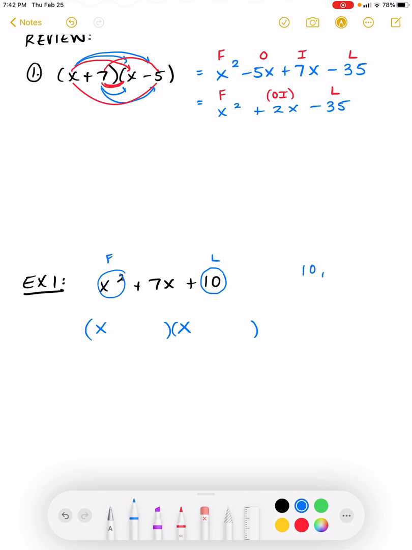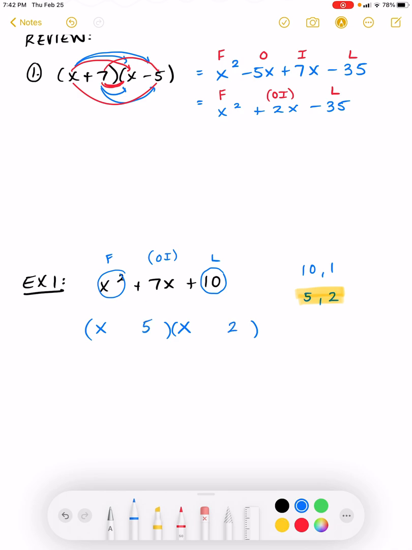Now, there's a couple different ways to split this into factors. We could use 10 and 1, or we could use 5 and 2. Both of these multiply to make 10. Now remember, the outer and the inner need to add or subtract to make 7. So which factors should we use? I think we should use these ones right here. So I'm going to put in 5 and 2.